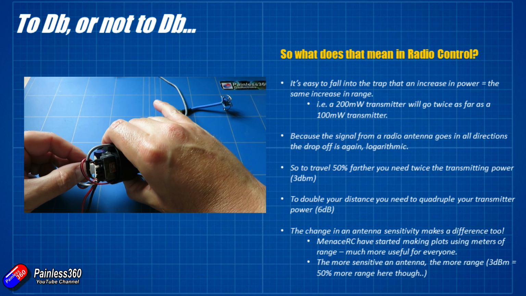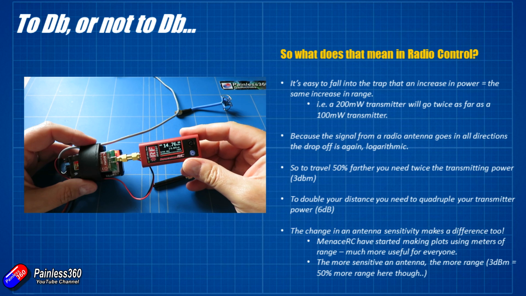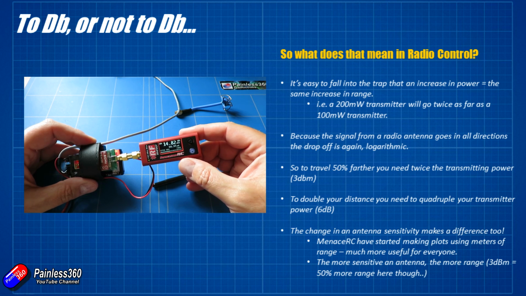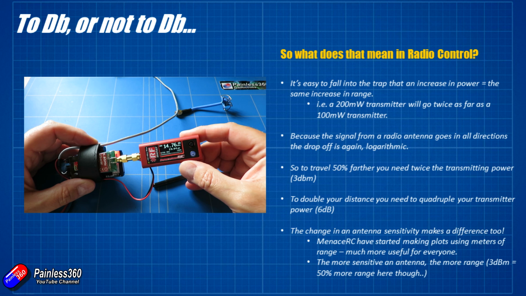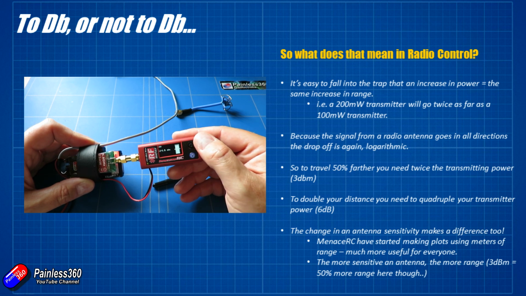If you actually wanted to fly twice the distance that you were getting with your current setup, you have to quadruple the power, which is a 6 dBm change. So in that case, if you were fine with 100 milliwatts and you wanted to go 4 times that, then you wouldn't go to 200, you'd actually go to 400 milliwatts to travel twice the distance.